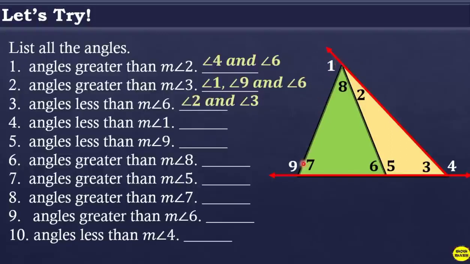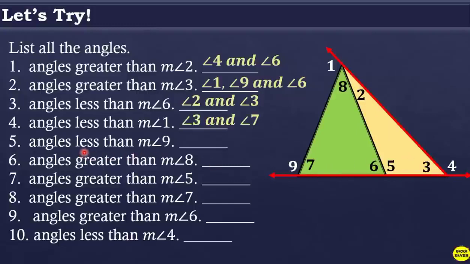So, dun muna tayo sa malaking triangle. So, ang remote interior angle ni angle 1 ay angle 3 and angle 7. Now, meron pa po ba? Wala na po. Kasi hindi naman po siya exterior ni green triangle at ni yellow triangle. So, only angle 3 and angle 7.